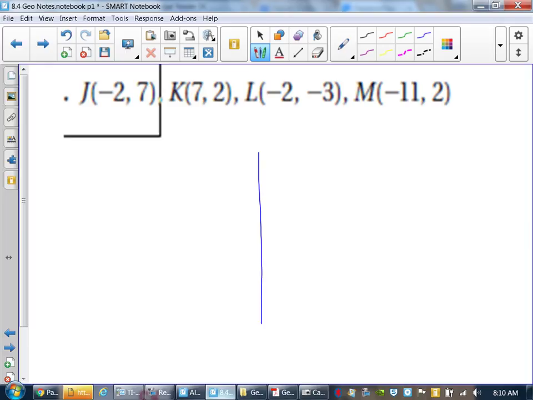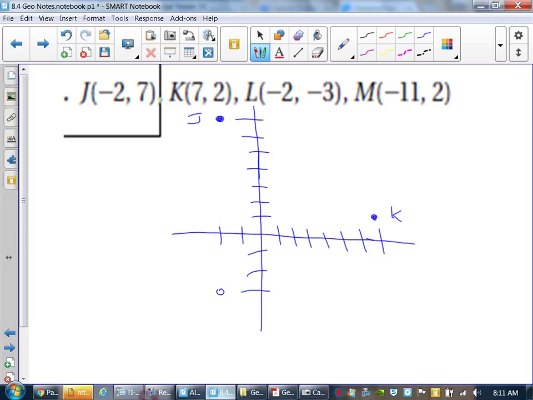So let's piecemeal it together again. J, 7 and 2. -2, -3. -11.